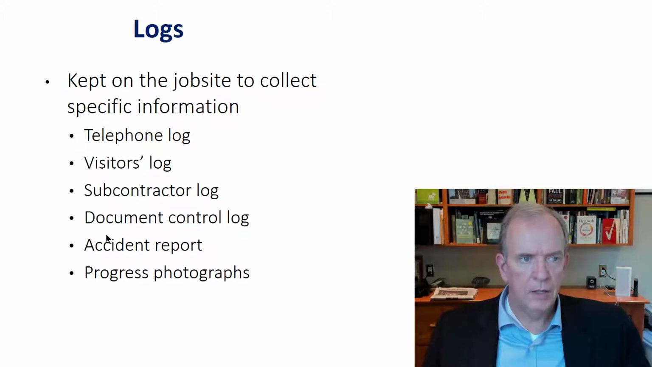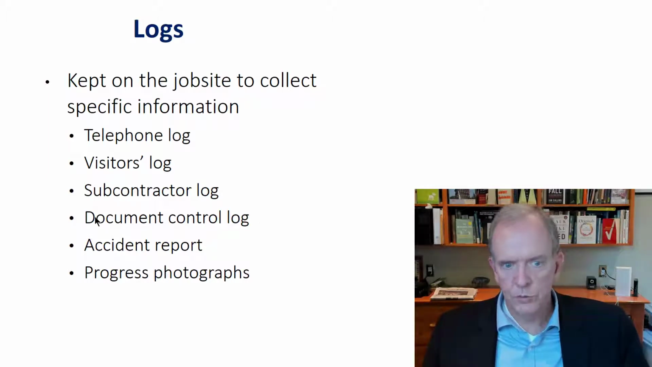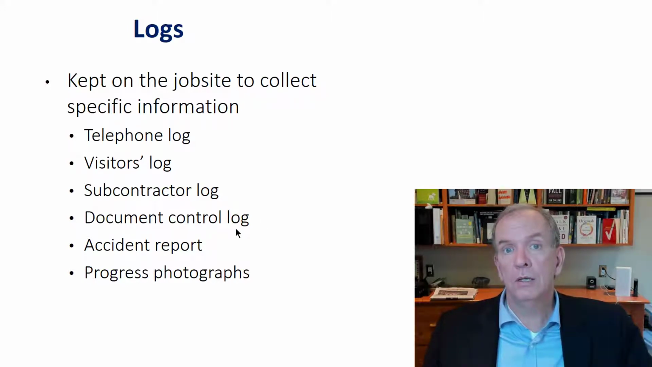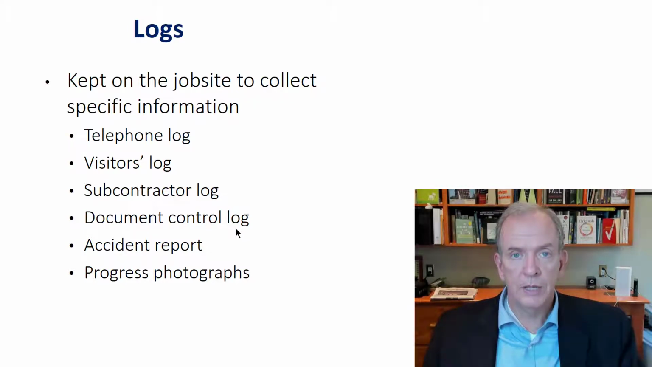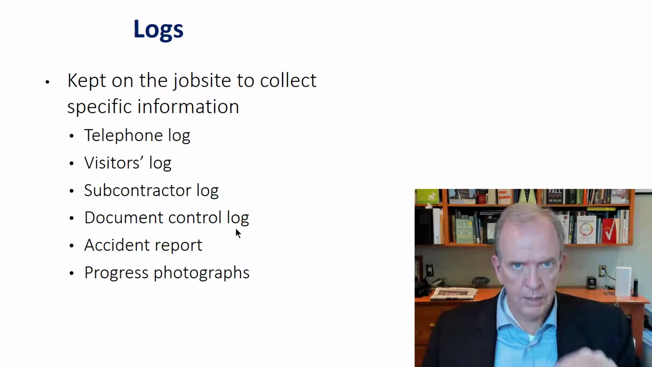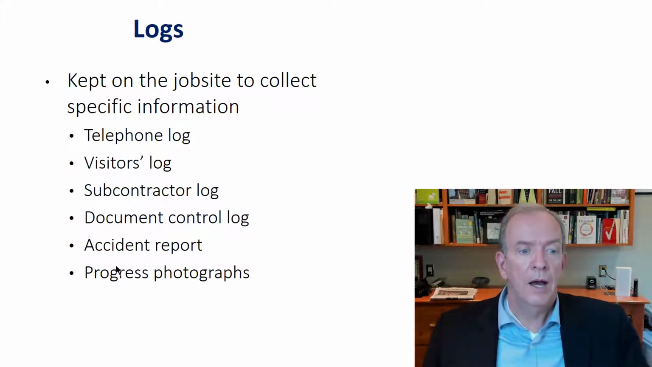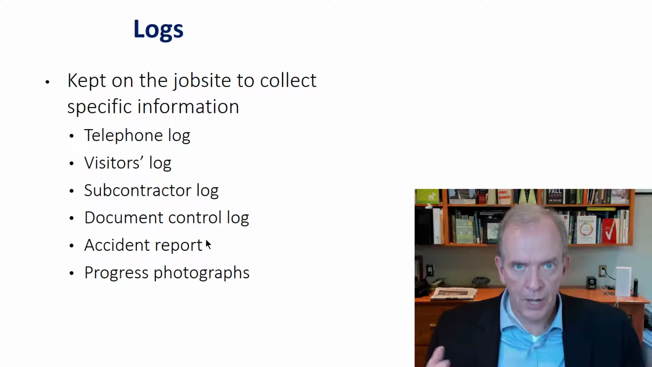Also kept on the job site are logs: the telephone log, who was called; the visitors log, the sign in, sign out, subcontractors, who came, who went out; the document control log, which would be like the submittal log that we showed you last week in those lectures, right? And the procurement schedule log, so we can track what the expected dates are and what the actual dates are. Accident reports: you have to really have a good understanding of WSIB requirements and reporting requirements under the Occupational Health and Safety Act and regulations. And progress photographs. There's no excuse for not taking lots of photographs.